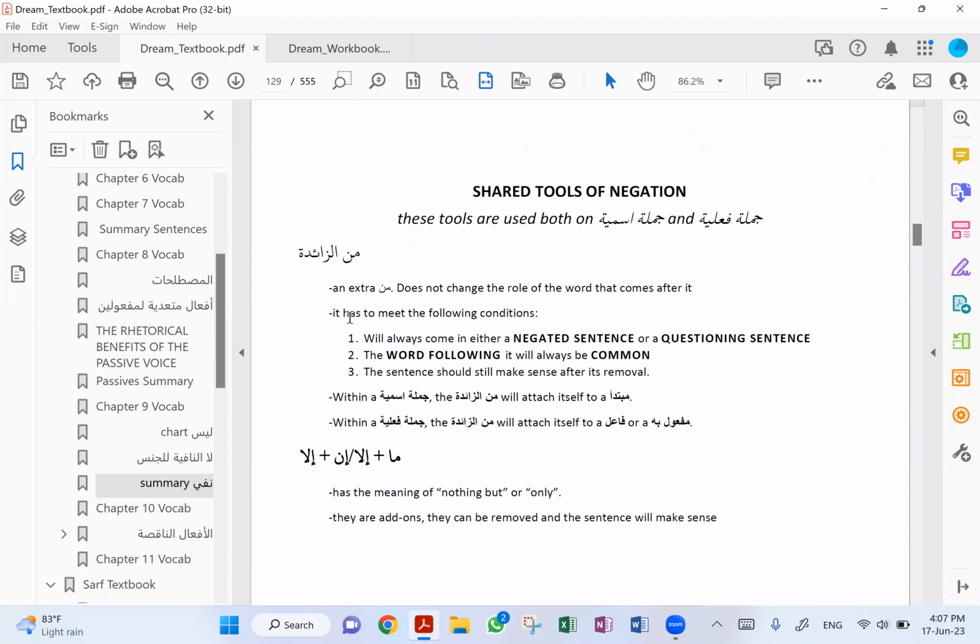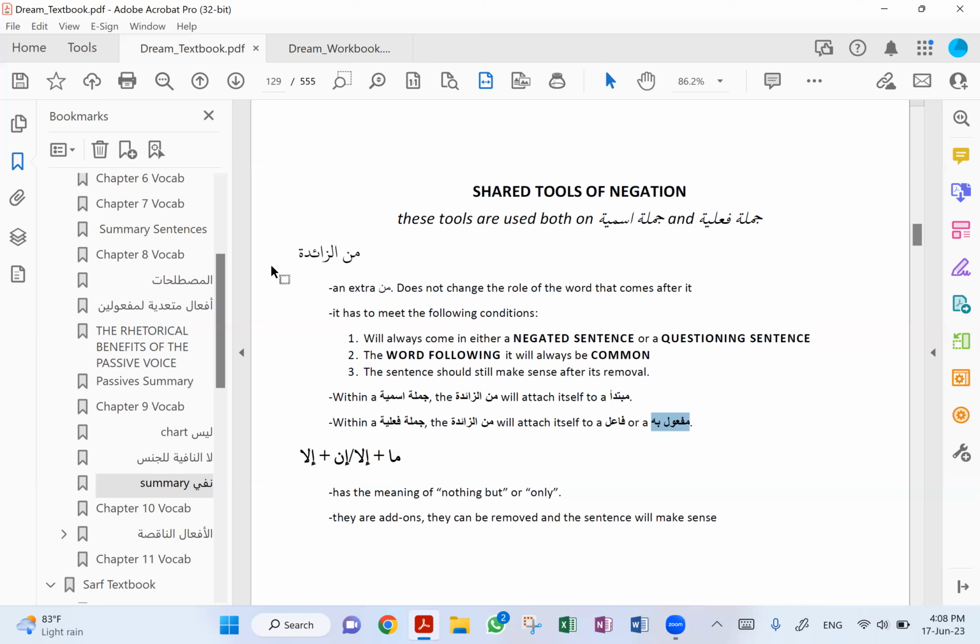And then of course, we talked about ba zaida, but then we can also have min zaida. And with a min zaida, if it's a jumla ismiya, it will attach itself to a mubtada. If it's a jumla fi'liya, it's going to attach itself to a fa'il or a maf'ul bihi. So this is how you know min zaida. This is extra because it has attached itself to a fa'il. If I remove the min, I still have a fa'il, I still have a maf'ul, and the sentence makes sense. So you know this min is definitely zaida here.